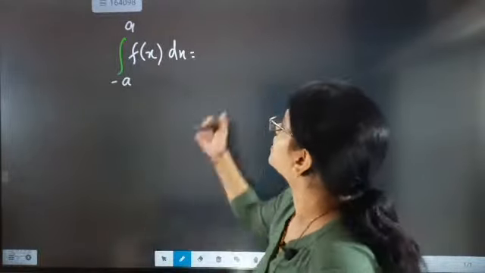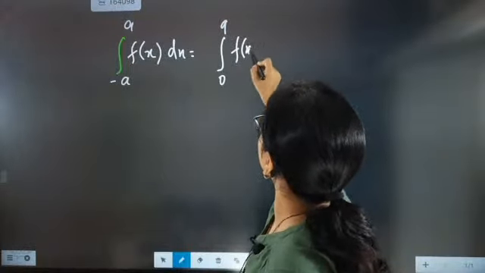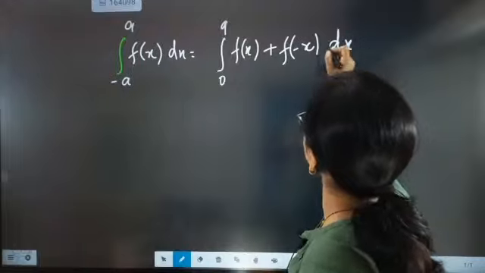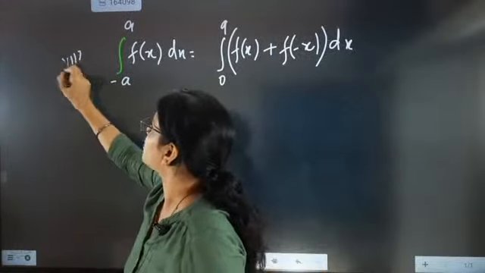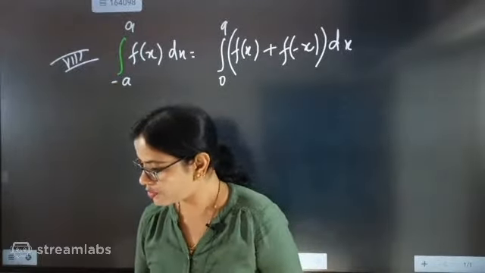It was very difficult. Now look here, it is going to go for 0 to a f of x plus f of minus x dx. So this is exactly going to be the formula. Last question, last property what we have done. So now two more properties are there. We are going to anti-buffering.